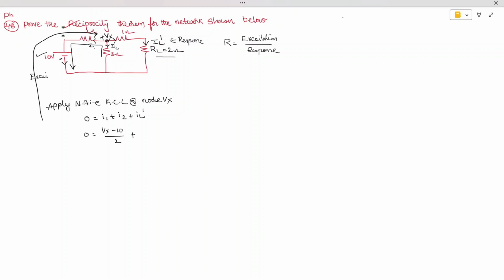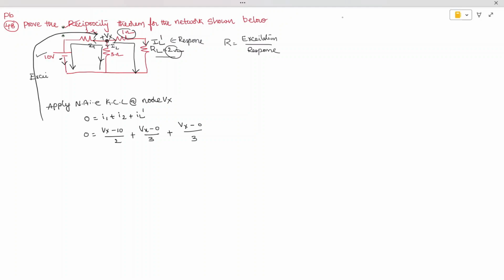Next, how to write down the current in this branch? Vx minus 0 by 3. So Vx minus 0 divided by 3, plus how to write down this current IL dash which is flowing in this branch. We want this current actually. So Vx minus 0 divided by, you can see here this 1 and 2 are now connected in series. 1 plus 2 is equal to 3.